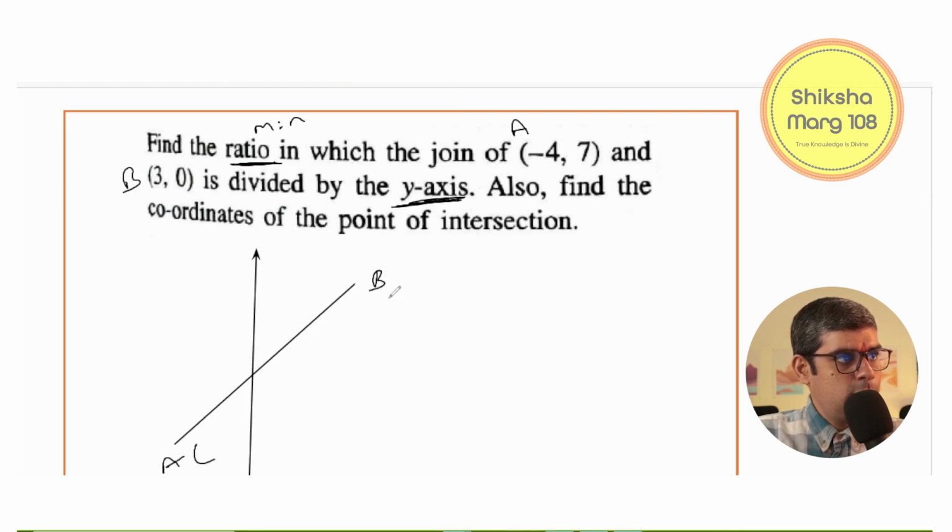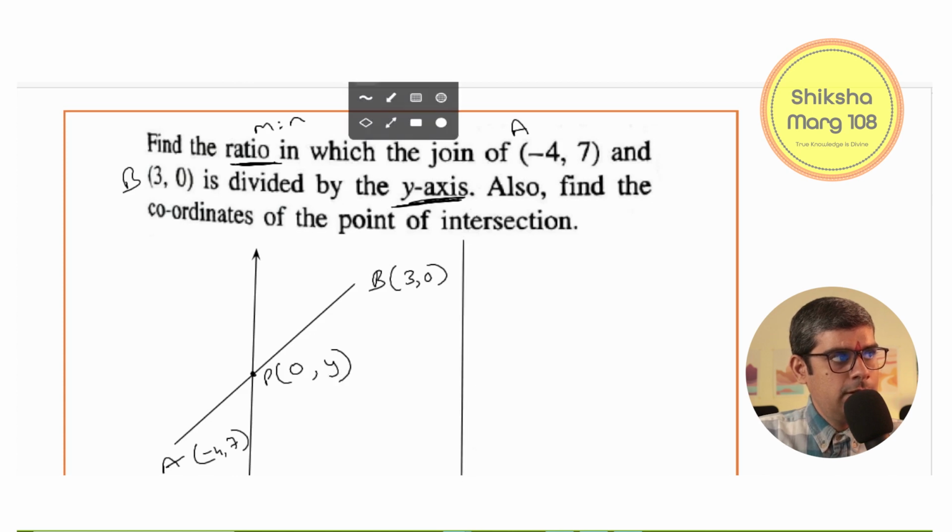So A is given to us as -4, 7. I'll write this over here, and B is given as 3, 0, and this is the point P, which we are having as the intersection of the y-axis and the line segment AB. So for the y-axis, we're always going to have the x-coordinate 0 and the y-coordinate having values from -infinity to +infinity. So let's quickly get the value of the ratio m:n, which is basically this part.